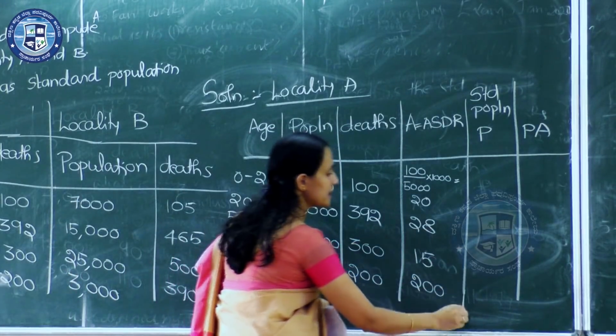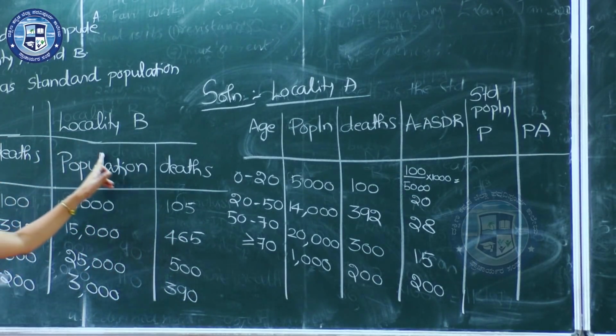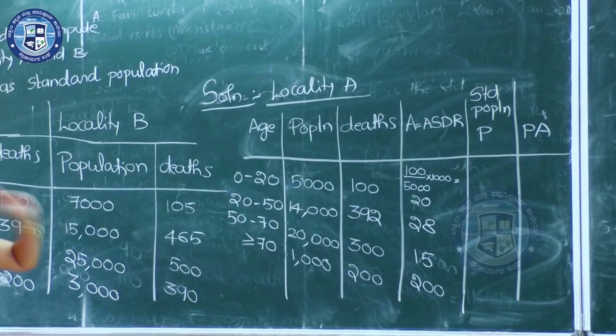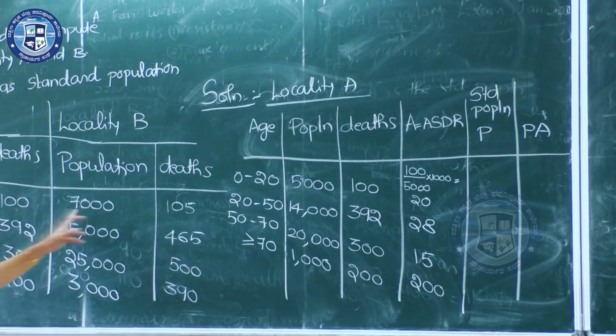Next, standard population. Which one is the standard population? Remember, locality B we have to take as the standard population. So this is the standard population: 7,000, 15,000, 25,000, 3,000. That is a capital P.